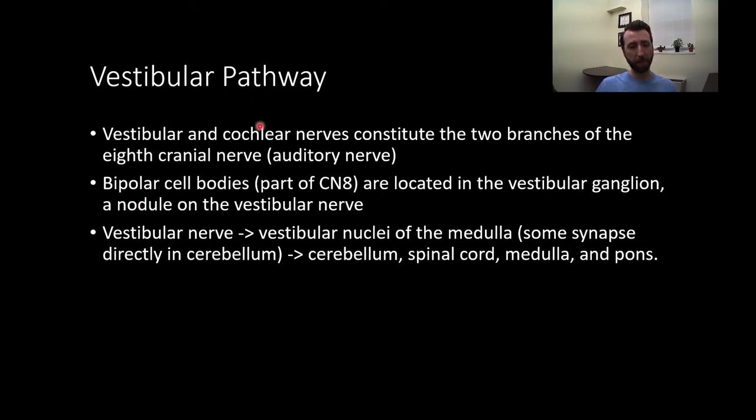So the vestibular and cochlear nerves constitute two branches of the eighth cranial nerve, also known as the auditory nerve. So cranial nerve 8 has fibers from both vestibular and cochlear nerve pathways. All the information from the inner ear, be that about hearing or about vestibular sense, is coming through this cranial nerve. The cell bodies that constitute the vestibular portion of cranial nerve 8 are located in the vestibular ganglion, which is a nodule on the vestibular nerve.